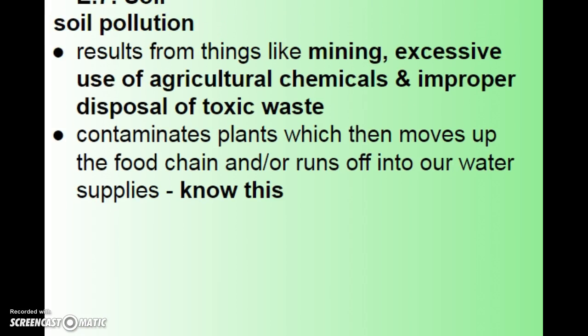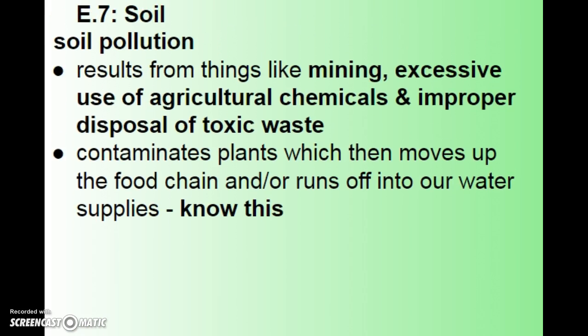Soil pollution is the result of things like mining, which is a big one. Excessive use of agricultural chemicals and improper disposal of toxic waste, those will all tend to pollute our soil. And when we pollute the soil, we contaminate the plants, and then everything that eats those plants ends up with the contaminants, so it just keeps moving up the food chain. You also run the risk of it ending up in our water supply and drinking it directly.